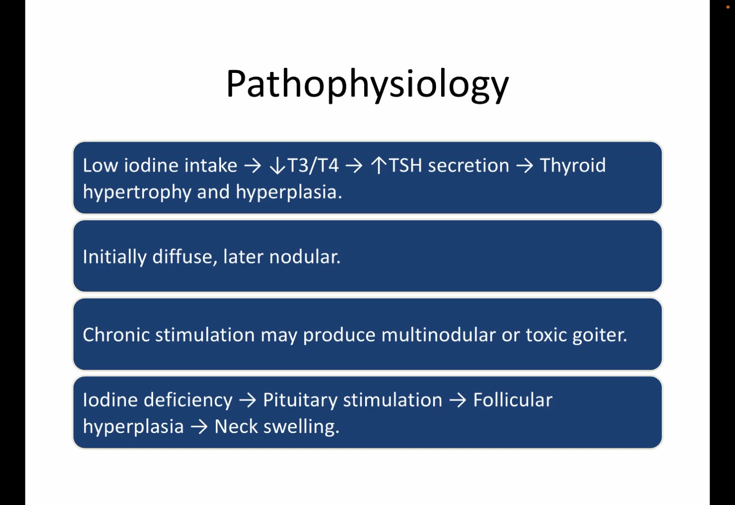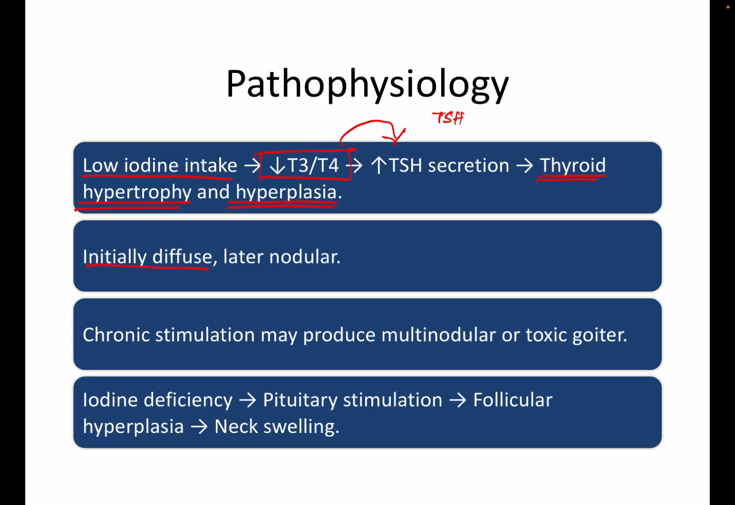Coming to the pathophysiology. There will be low iodine intake, which will result in reduced T3 and T4 levels because of the feedback loop. The pituitary gland will increase the secretion of TSH, and TSH will then instruct the thyroid gland to secrete more hormones, which will result in hypertrophy and hyperplasia.